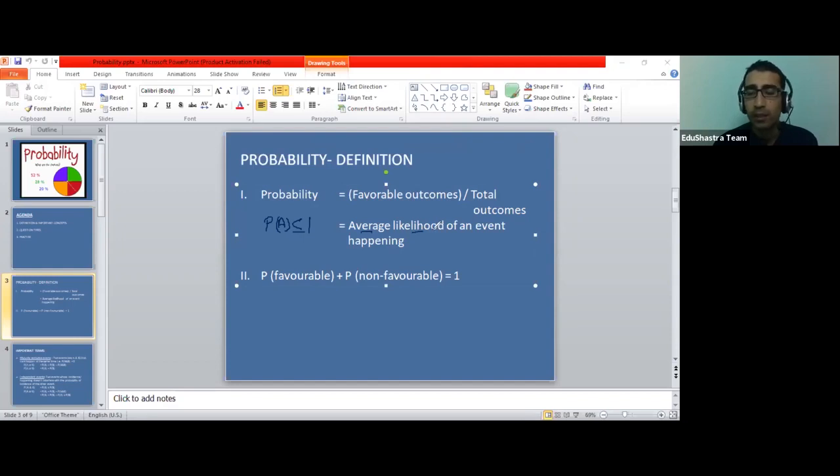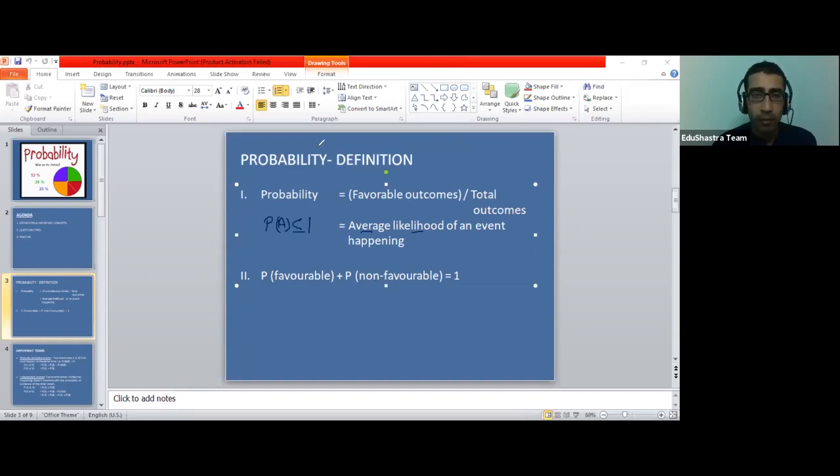When we say that we roll a dice and the probability of getting a 2 on the top surface is 1 by 6, that is the average likelihood. It is likely that if you roll the dice 6 times, you won't get a 2. It's likely that if you roll the dice 60 times, you still won't get a 2. But yeah, probability is the average likelihood, and it's mathematical in that sense.